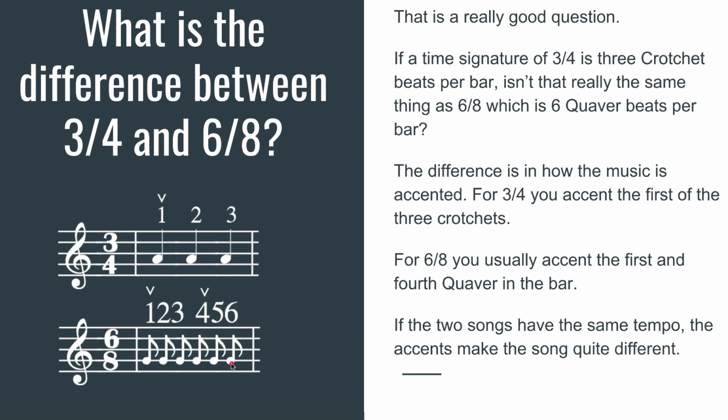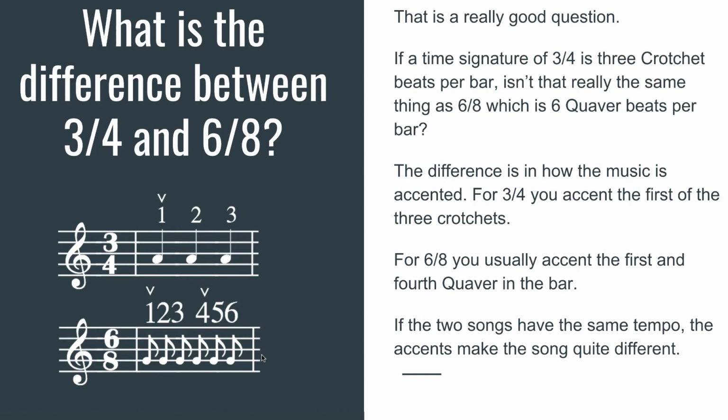Now, the biggest difference is where we put the accent. Yes, they are different types of notes and there are other differences, but when you play the music, the accent is the most important part. So in 3/4 we go 1, 2, 3, 1, 2, 3. In 6/8, in the one bar, we go 1, 2, 3, 4, 5, 6, 1, 2, 3, 4, 5, 6.